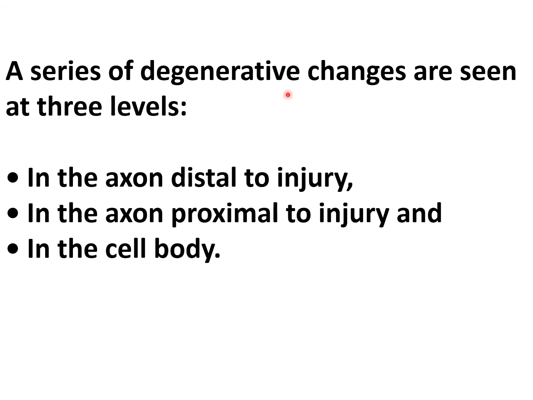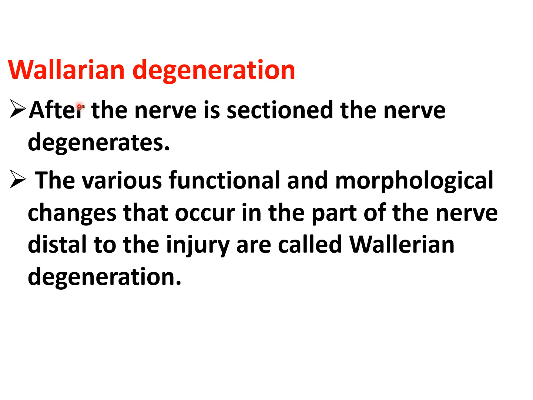The series of degenerative changes are seen at three levels: in the axon distal to injury, in the axon proximal to the injury, and in the cell body. Then Wallerian degeneration. After the nerve is sectioned, the nerve degenerates, and the various functional and morphological changes that occur in the part of the nerve distal to the injury are known as Wallerian degeneration.